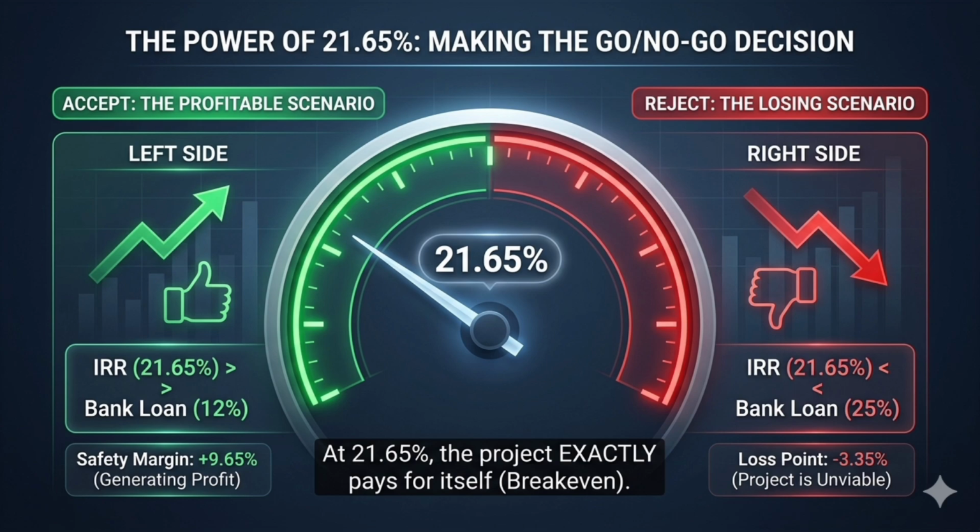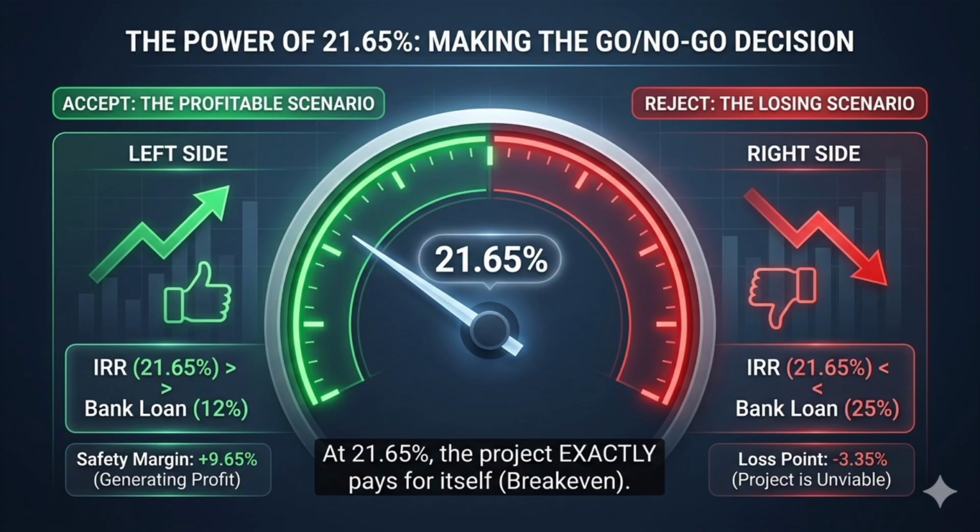What is the power of the IRR value 21.65? It makes the go or no-go decision. If the bank loan is 12% and the internal rate of return is 21.65%, that is, the profit percentage is greater than the bank loan, therefore we can accept this project of buying the X-ray machine. If the bank loan is greater than the IRR or profit percentage, it is better to make a no-go decision, because the bank loan is higher.